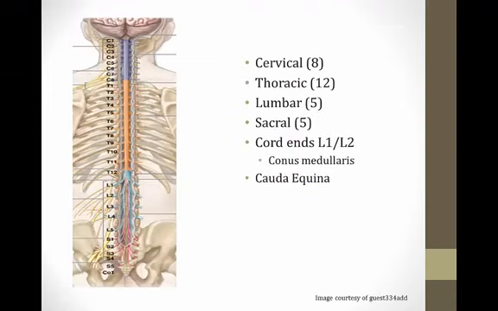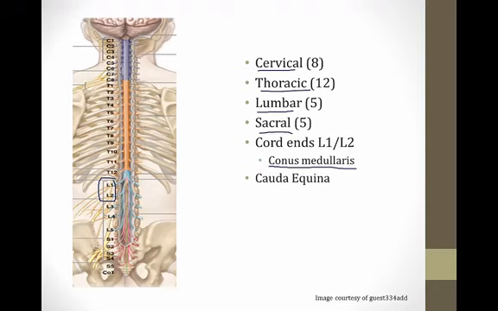The spinal nerves are named for the portion of the body from which they emerge. So there are 8 that emerge from the cervical region, 12 thoracic, 5 lumbar, and 5 sacral. And if you look at this picture on the left, you'll see that right around L1 and L2 here, the spinal cord ends. And that place where the spinal cord ends is called the conus medullaris.